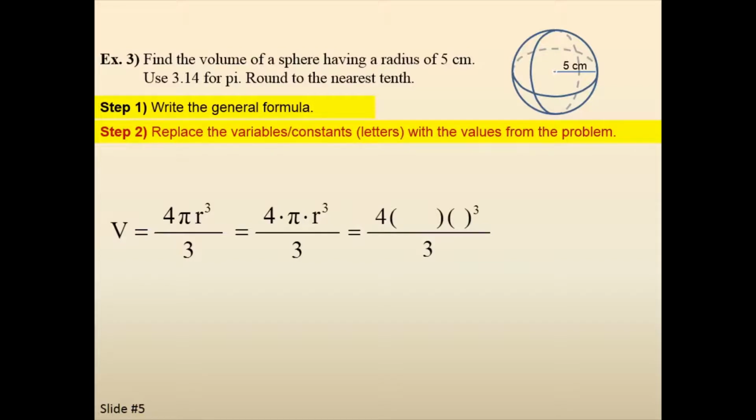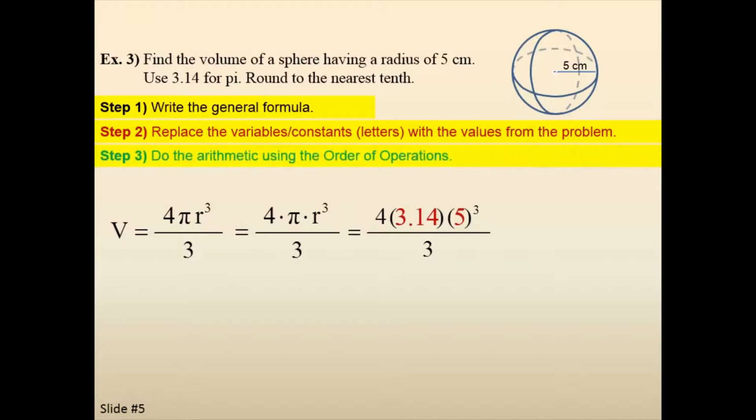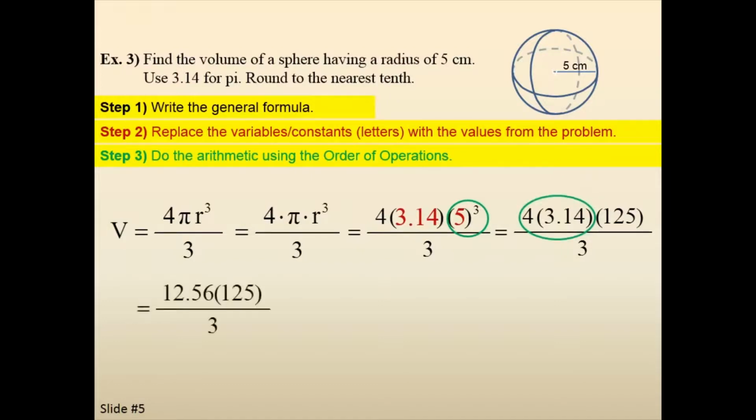Step 2, replace the constants and letters with the values from the problem. Pi we're told is 3.14. The radius we can clearly see is 5. Step 3, do the arithmetic using the order of operations. So 5 to the third power gives us 125, so 4 times 3.14 times 125, all over 3. 4 times 3.14 gives us 12.56. Then we multiply that times the 125, which gives us 1570 over 3.